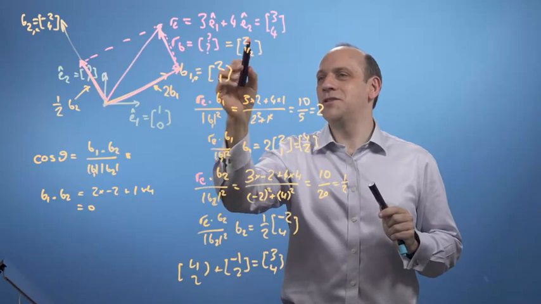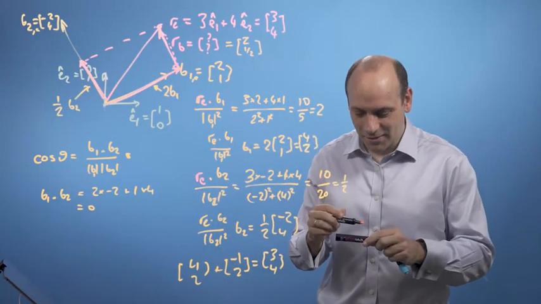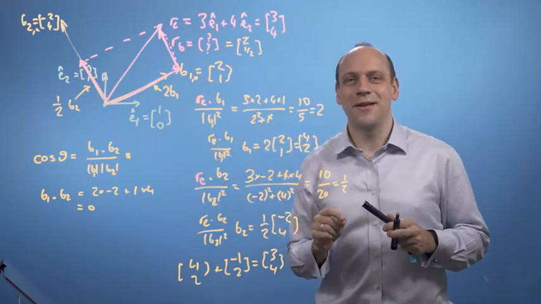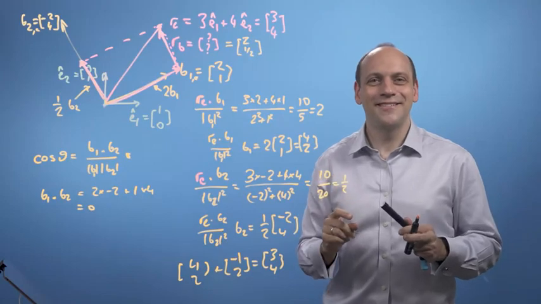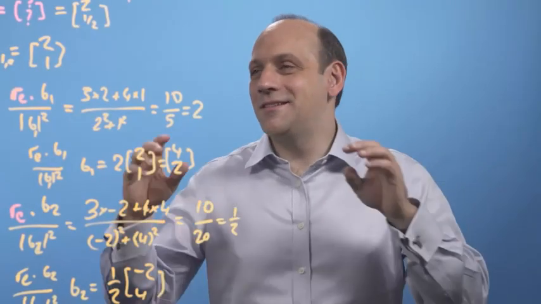So our R_B is 2 times B1 plus 1/2 times B2. Very nice. So I've converted from the E set of basis vectors to the B set of basis vectors, which is very neat, just using a couple of dot products. So this is really handy.